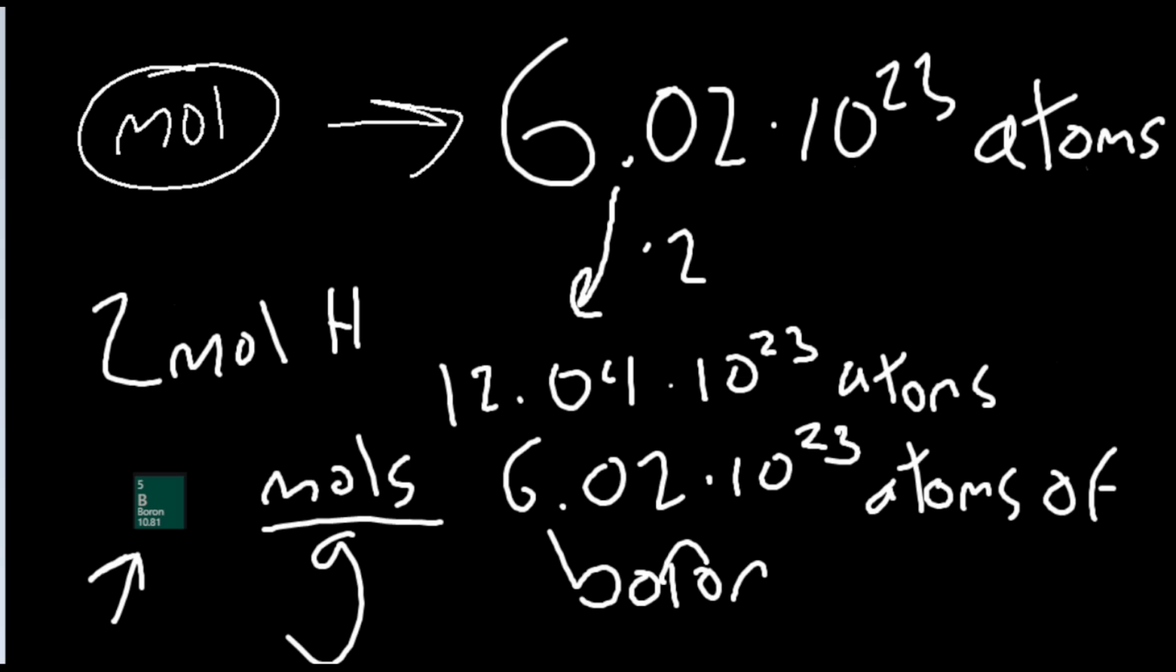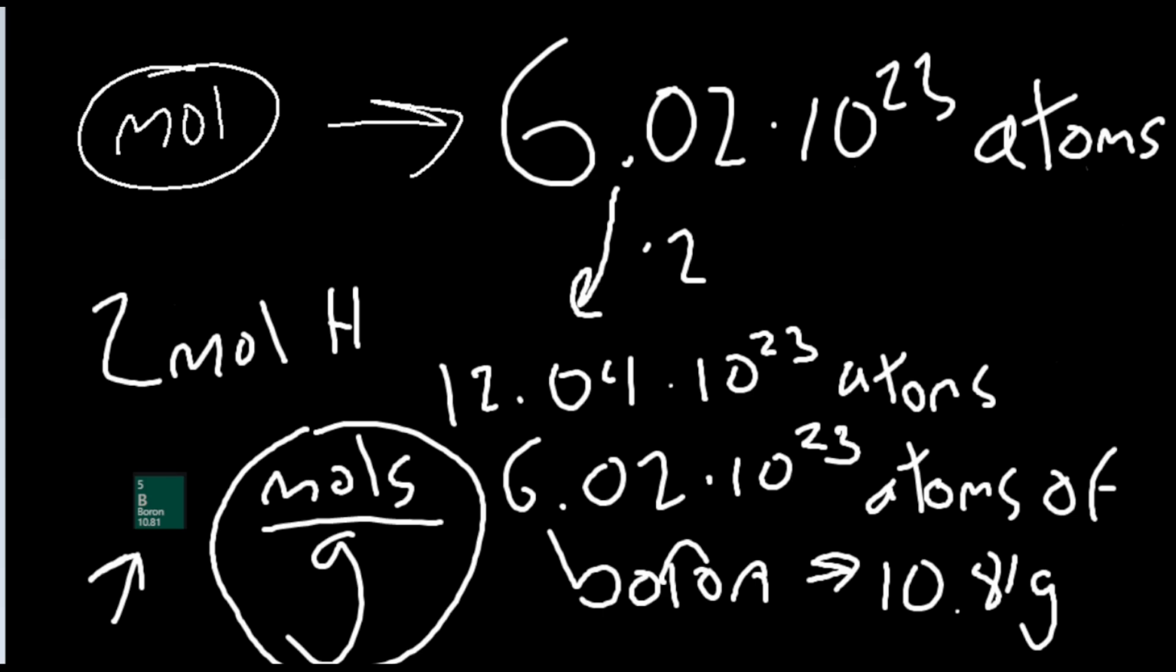of boron. Sorry, my handwriting is atrocious. Of boron is about 10.81 grams. And that's that. It's as simple as that. Just remember that those are the units of molar mass. And molar mass is also commonly abbreviated as mm, like that. So yeah, those are units.